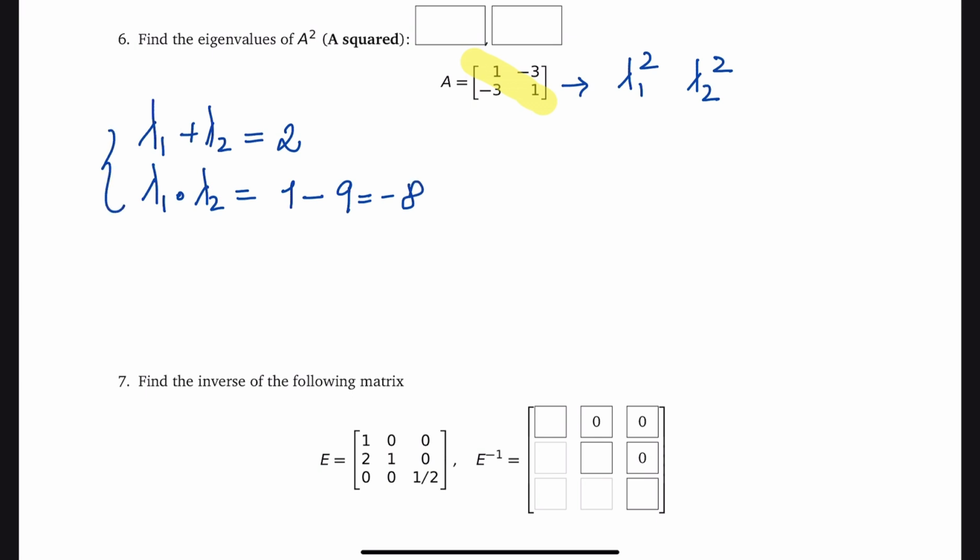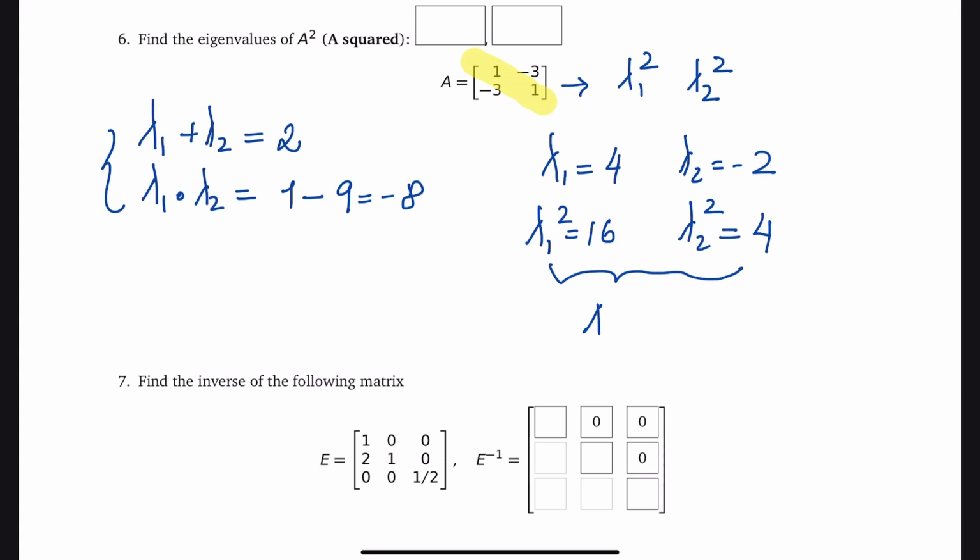Okay, so I think the two eigenvalues are going to be equal to 4 and minus 2, so that the sum is equal to 2, and the multiplication is equal to minus 8. And lambda 1 squared is equal to 16, and lambda 2 squared is going to be equal to 4. They are going to be the eigenvalues of A squared. So it's going to be 16 and 4.